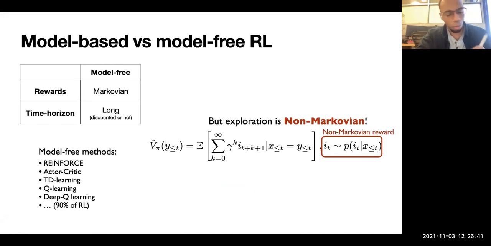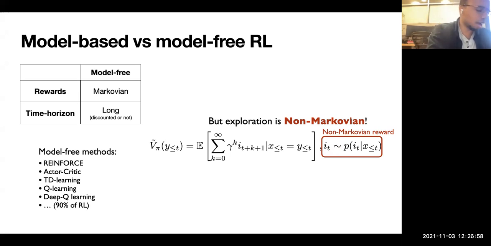But remember that our goal is to explore. And exploration is fundamentally non-Markovian, right? So if an agent were to stay in the same place for 2 time steps in a row, you would want the reward function to be less, right? You want to incentivize the agent to visit novel states.